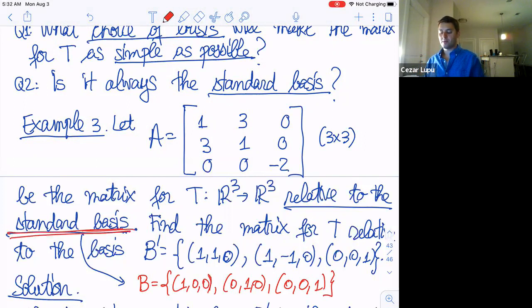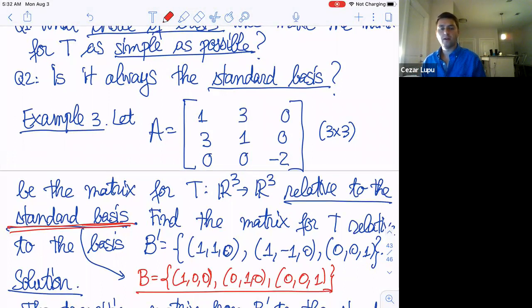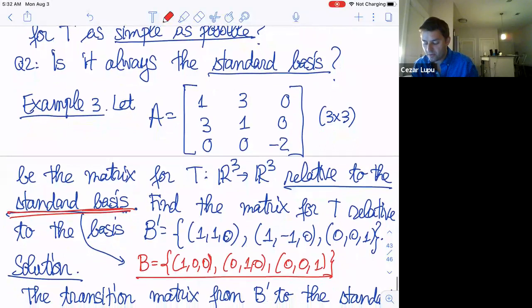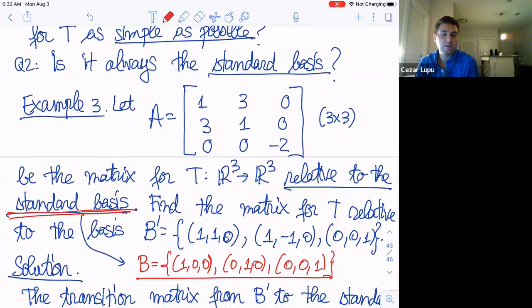We have already talked about this numerous times about the standard basis. In fact, even for standard basis or vectors in Rn. All right. So I'm given this matrix, which is the matrix for my linear transformation T relative to the standard basis. Okay, that's information. And now I want to find the matrix for T relative to another basis, which is given by B prime, which consists of vectors 1, 1, 0, 1, -1, 0, and 0, 0, 1.